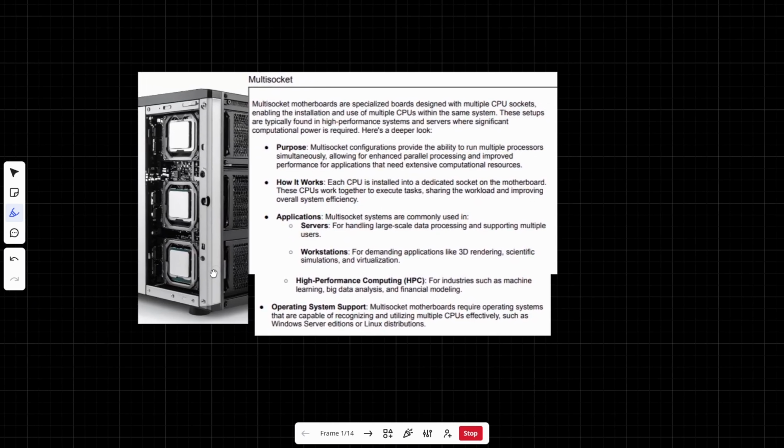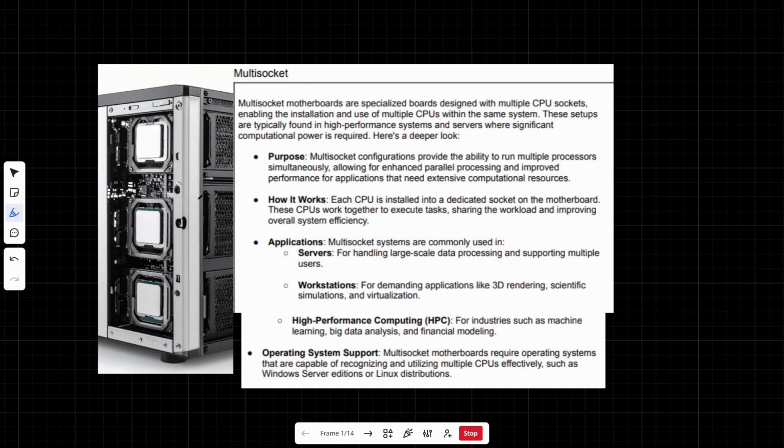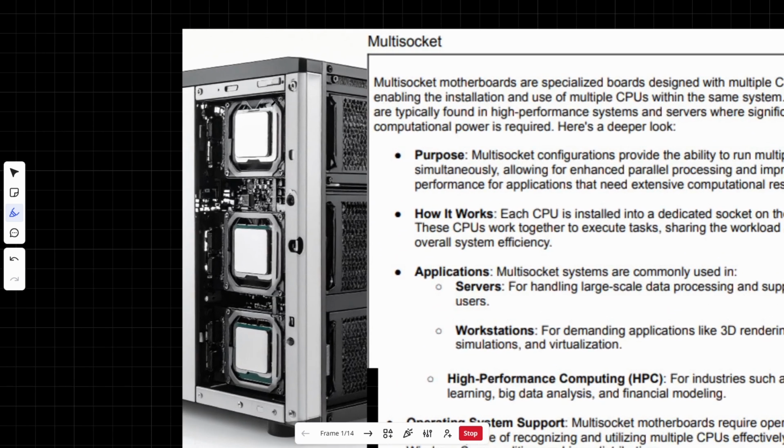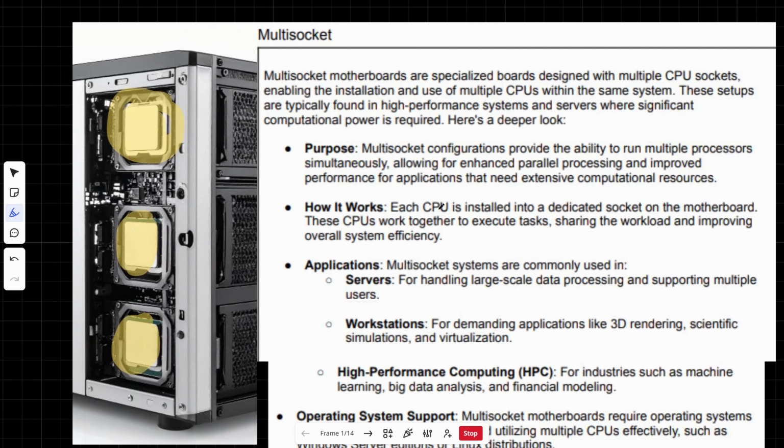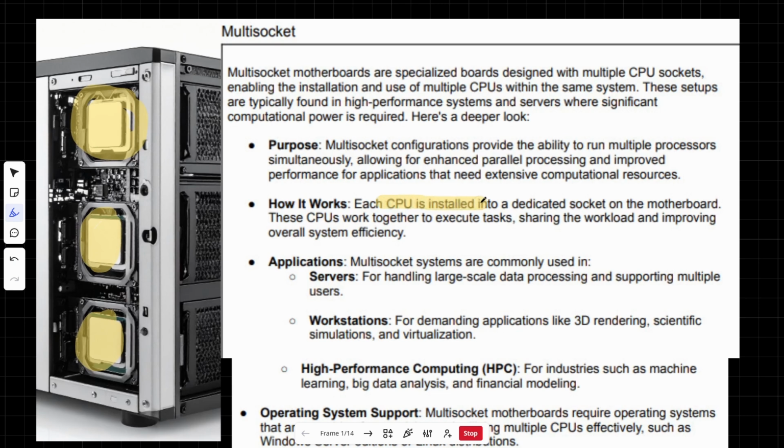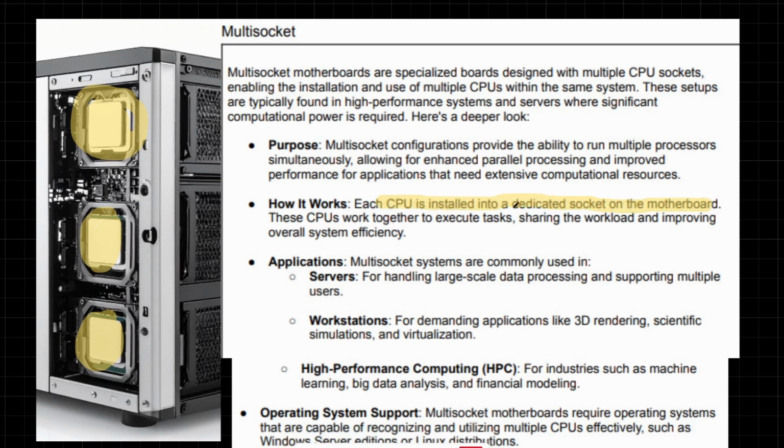The next one is multi-socket. Guys, multi-socket literally just boils down to the fact that a computer will have more than one CPU socket. If you have more than one CPU socket, you can do way more than one thing at a time. You can do a lot more in a lot less time. So you would have each CPU installed into a dedicated socket on the motherboard.